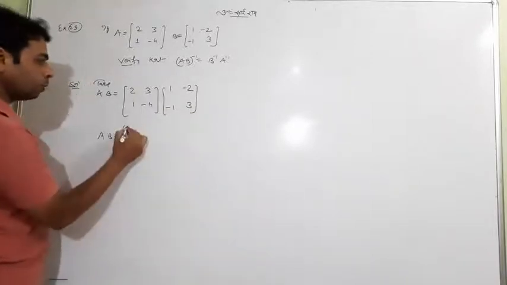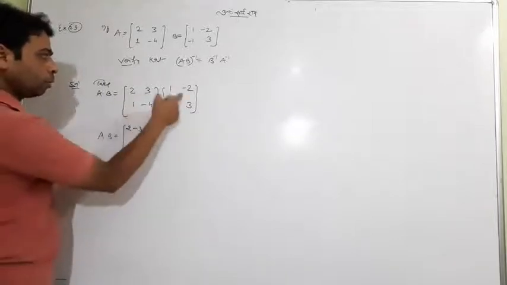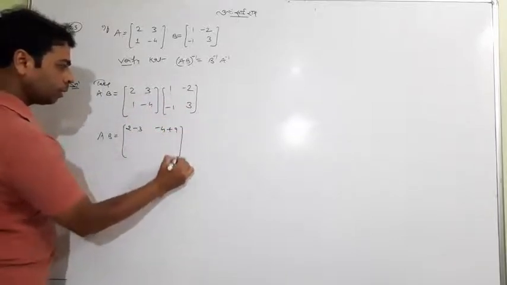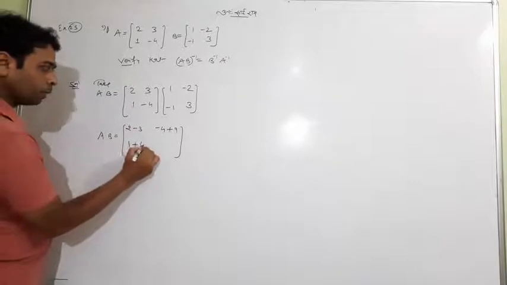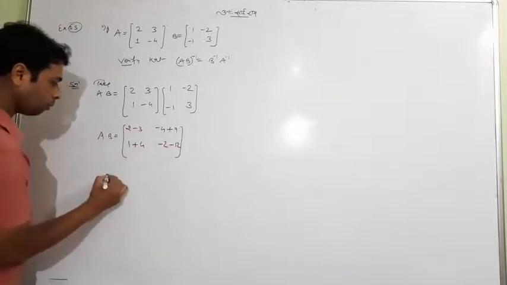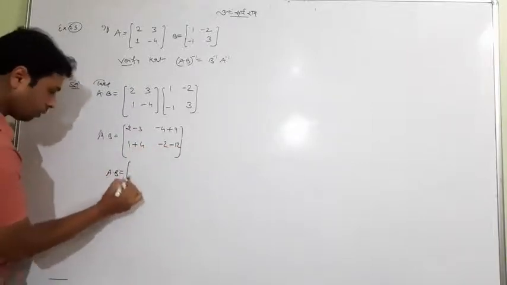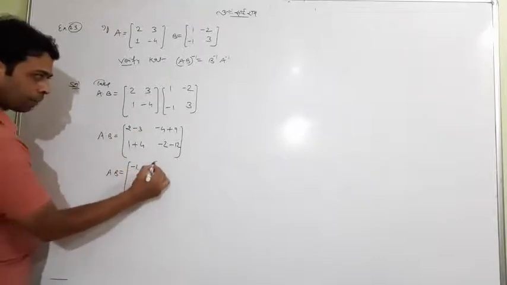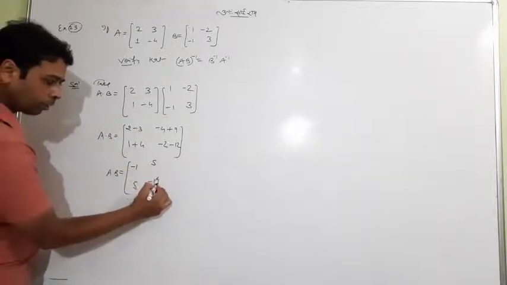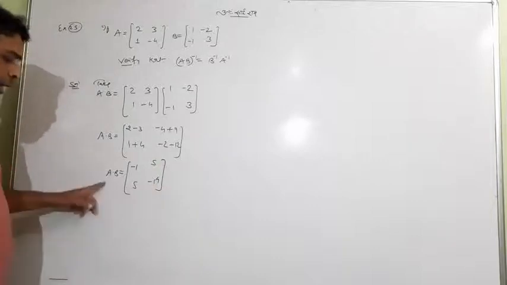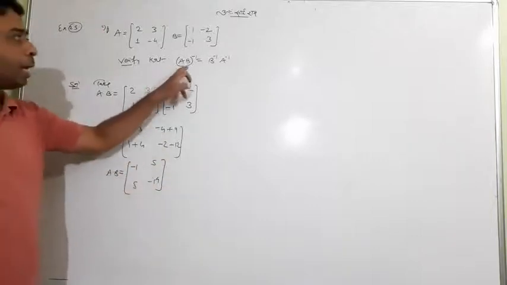First row to first column: 2 ones are 2, 3 ones are 3. 2 twos are 4, 3 threes are 9. 1 one is 1, 4 ones are 4. 1 two is 2, 4 sixes are 12. So what is A into B? Minus 1, 5, 5, minus 14. This is AB. Now you want to find AB whole inverse.